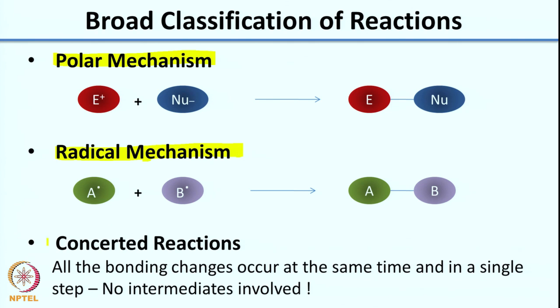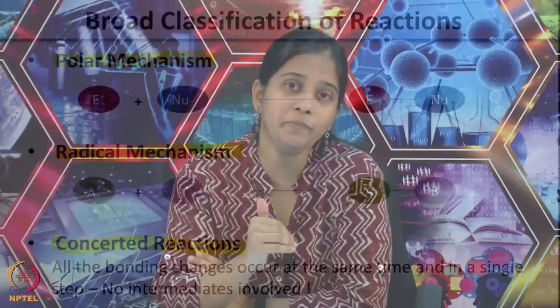And the third one is concerted reactions. In these reactions, all the bonding changes occur at the same time. So essentially, there are no intermediates involved in these reactions. What we will be doing is looking at each of these mechanisms a little bit in detail so that you have a general picture of how these reactions work.